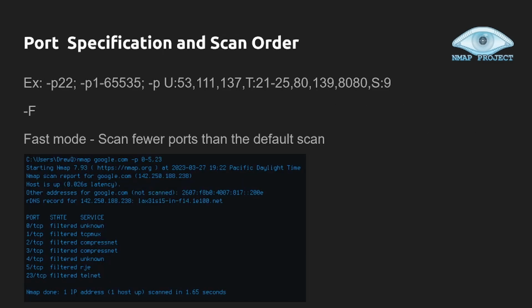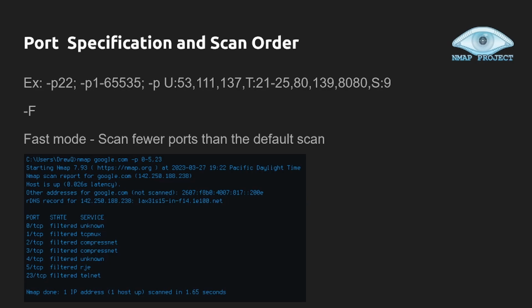There's a couple of ways you can specify what ports you want to scan. You can say just a straight port, I only want to scan port 22. You can give it a range. You can say, I want to scan UDP 53 and 111 on UDP and TCP, and then 21 through 25 on TCP. It accepts a very broad range of port specifications.